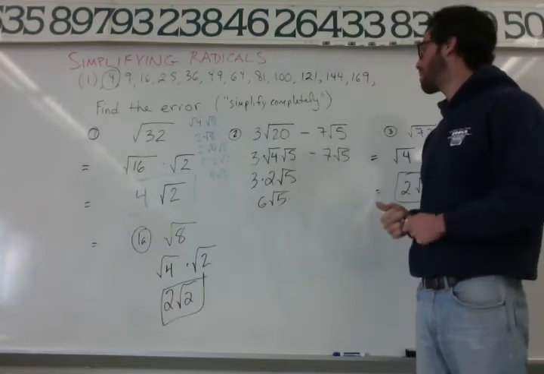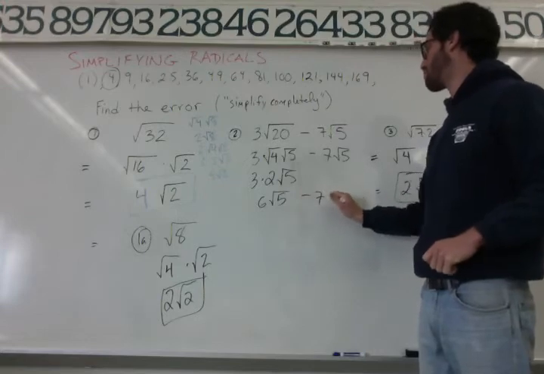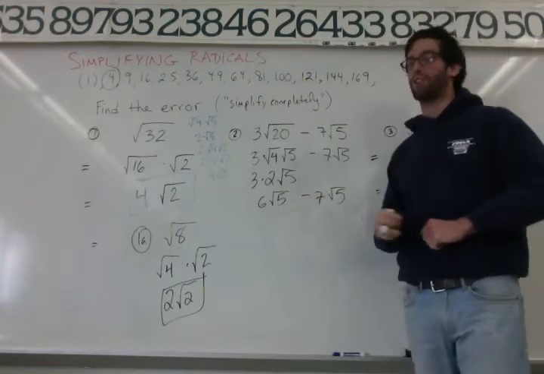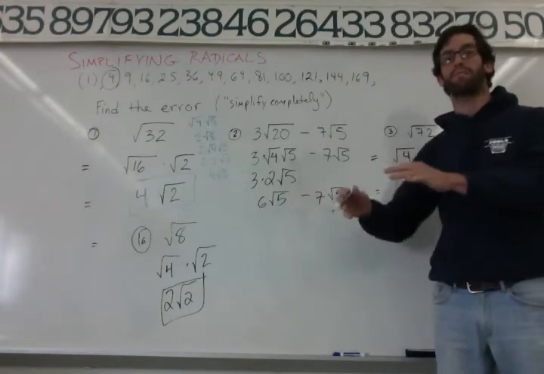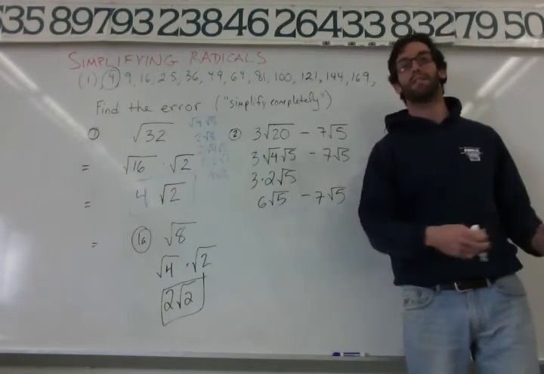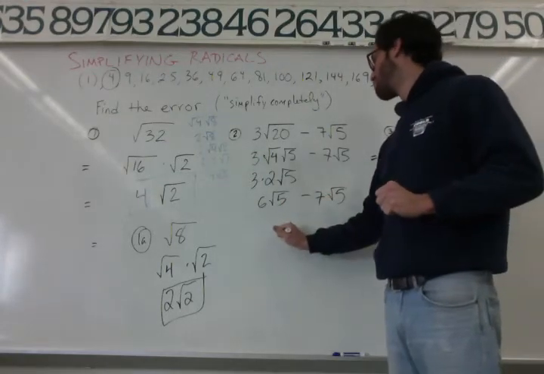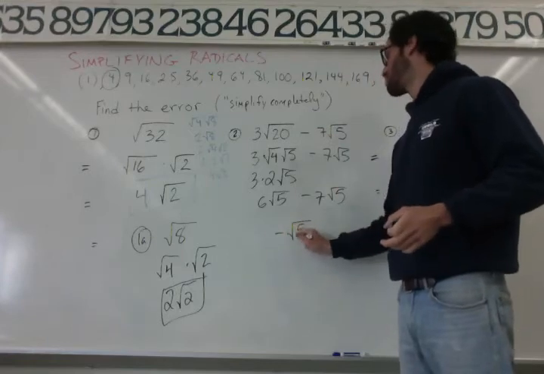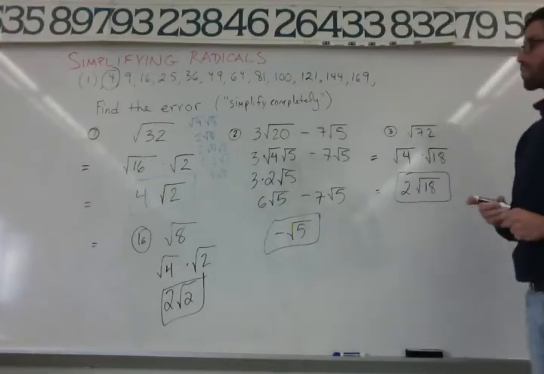6 root 5 minus 7 root 5. Now they're like terms. They both have a root 5. It's like 6x minus 7x is negative 1x. Well, 6 root 5 minus 7 root 5 is negative 1 root 5, or just negative root 5, and that's the answer. Okay?